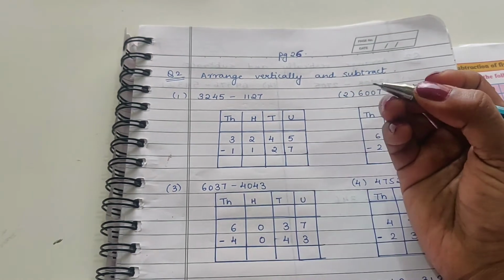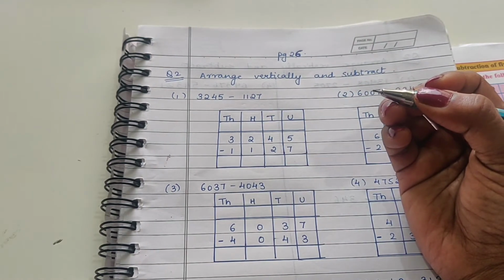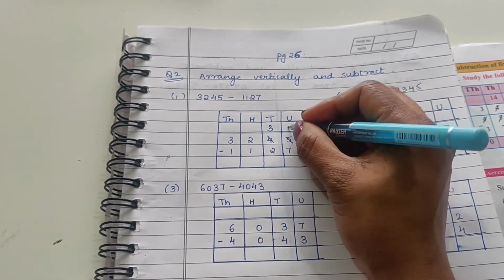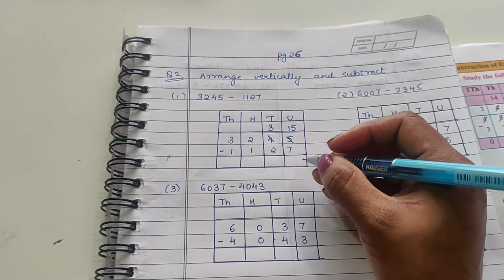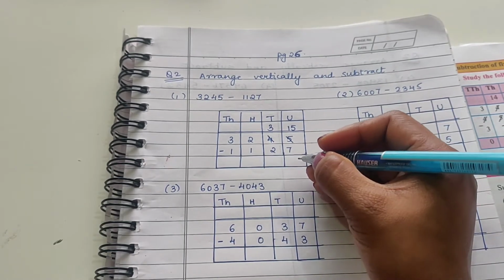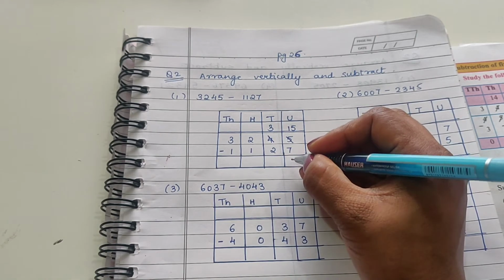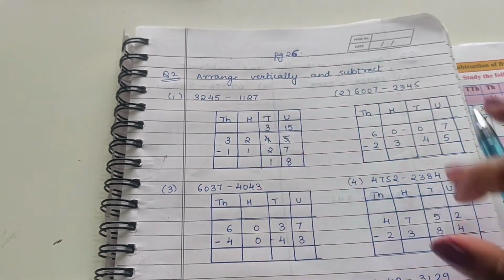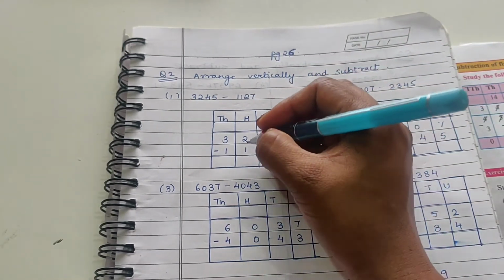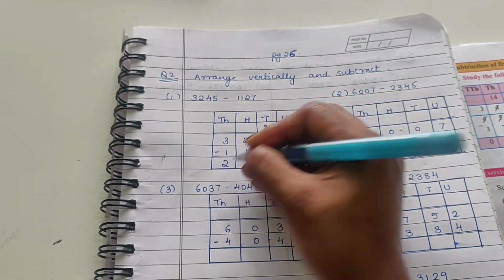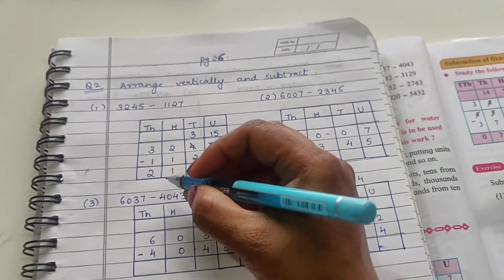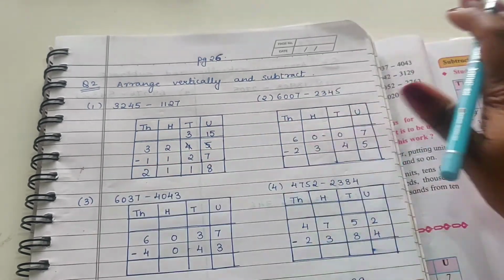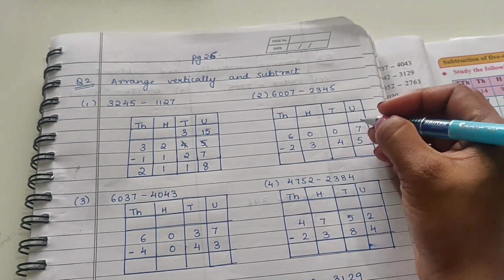5 minus 7. 5 is smaller than 7. How will you subtract? So you will borrow from its neighbor. These are simple subtraction sums. You should be able to do it yourself. Make boxes how I have made and just solve it. Right, children? 2118. Then moving ahead with the second sum.